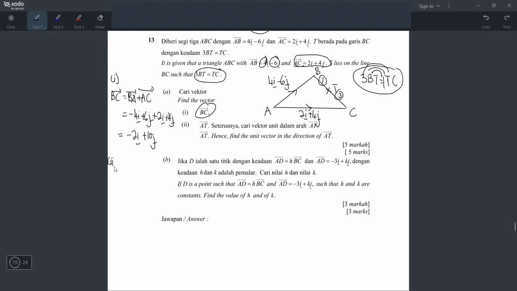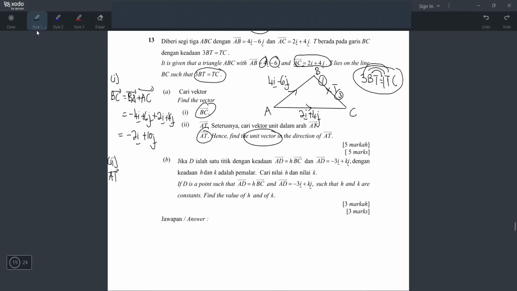What about question 2? Find the vector AT, hence find the unit vector of AT. Okay, if you want to find unit vector, you need to find magnitude. And when you find magnitude and unit vector, you need to make sure your vector is in terms of ij. If it's not in terms of ij, you cannot find your magnitude, because magnitude formula is square root bracket square plus bracket square, and the number you put in here will be the number in front of ij. It means you will put the coefficient of i and j inside your magnitude formula. So let's find our vector AT in terms of ij first.